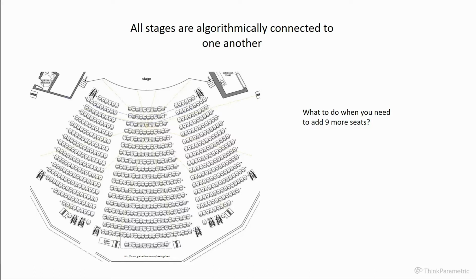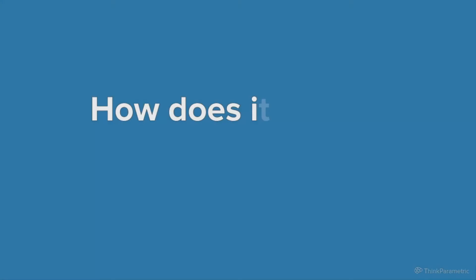Simply adding a bunch of seats while maintaining all constraints of accessibility, seat rotation, and sidelines would completely disrupt this layout and would basically require remodeling the entire arrangement. But with algorithmically driven modeling, these changes can be made in a matter of minutes. So how does this work?